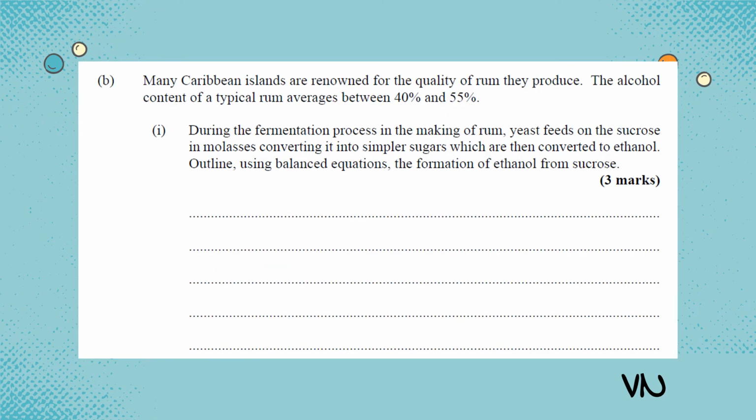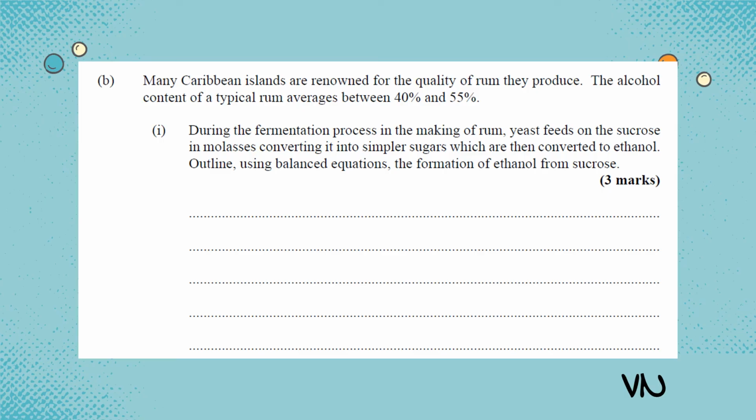Part B of the question. Many Caribbean islands are renowned for the quality of rum they produce. The alcohol content of a typical rum averages between 40% and 55%. The question, as it reads now, part 1.